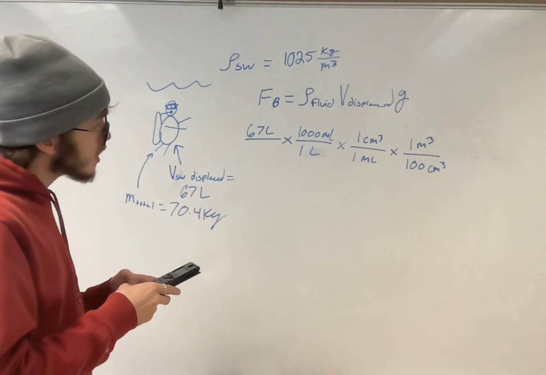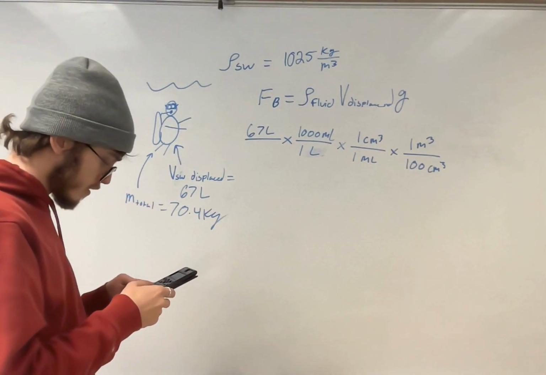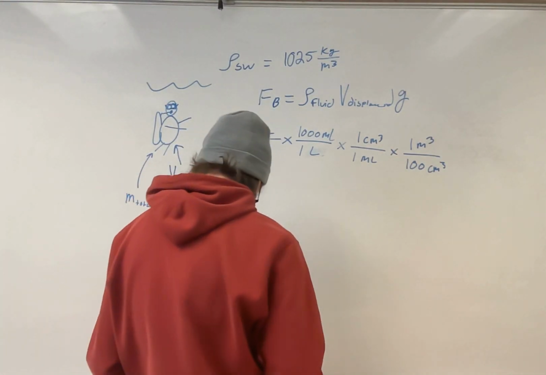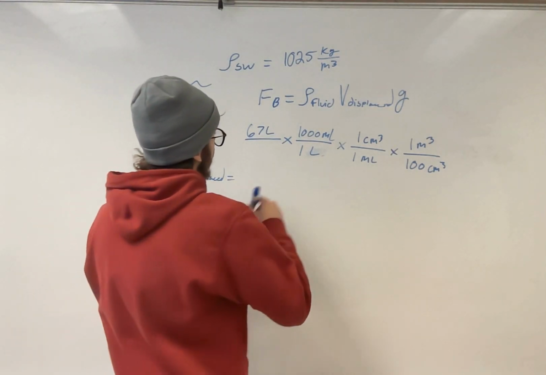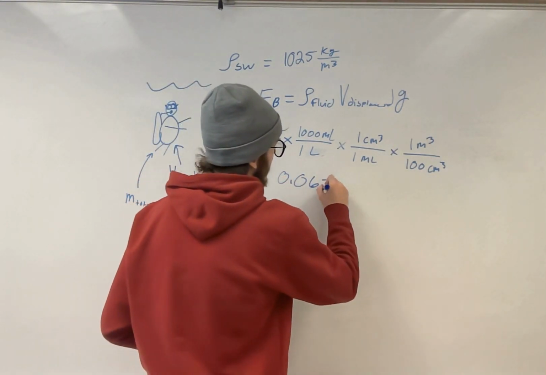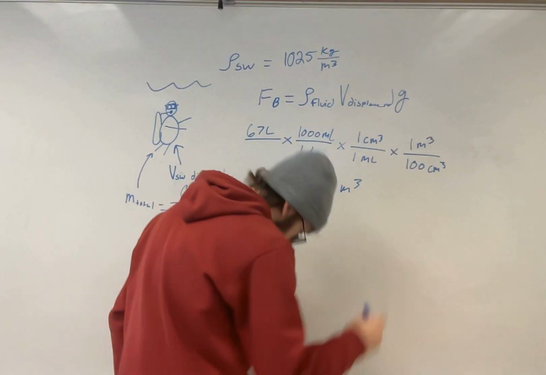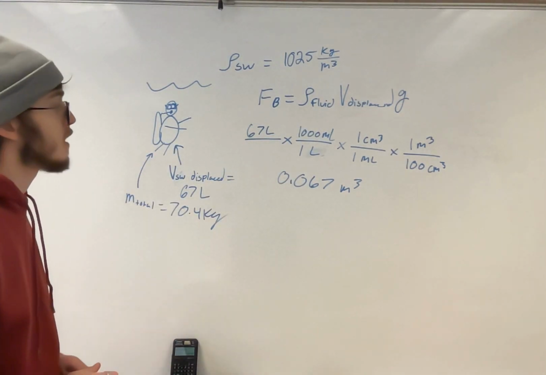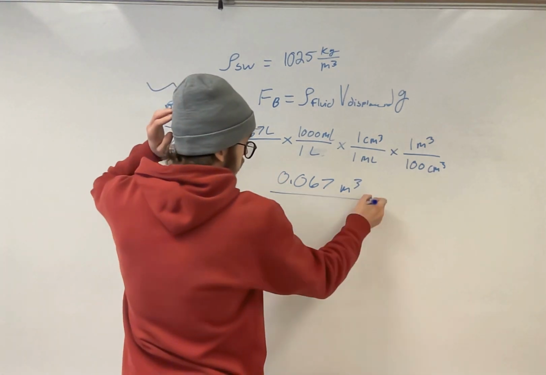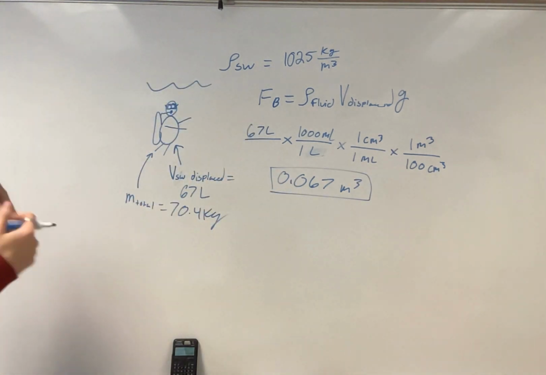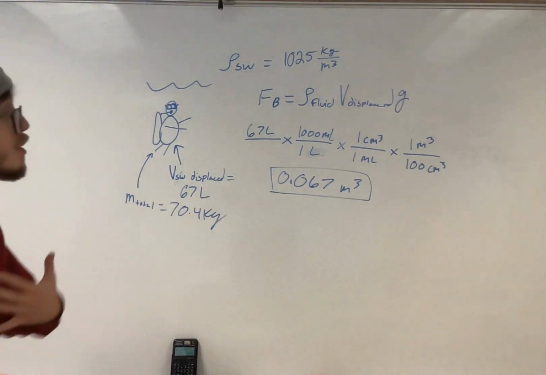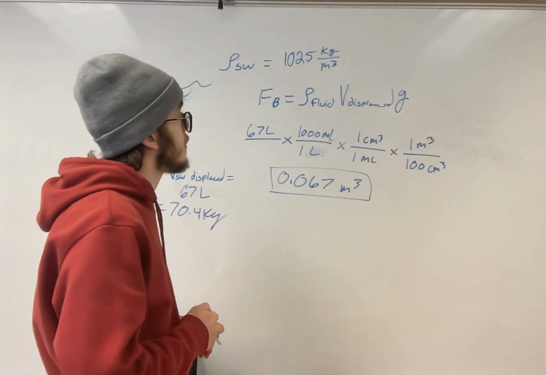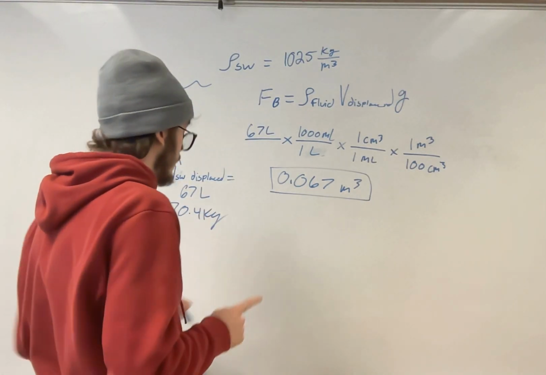So let's just plug and chug the calculation. Divided by 100 to the third, we're going to find that our volume is 0.067 cubic meters. Okay, so a liter is not equal to a cubic meter. So it turns out we get this here. Okay, so now that we actually have the correct units for the volume of the fluid displaced, now we can solve for the force of buoyancy.